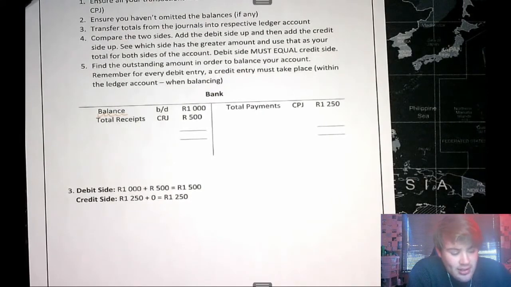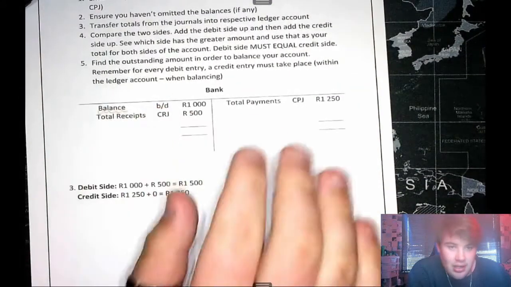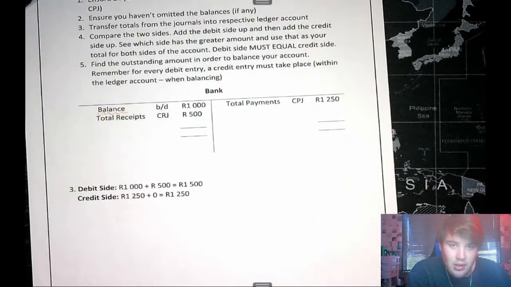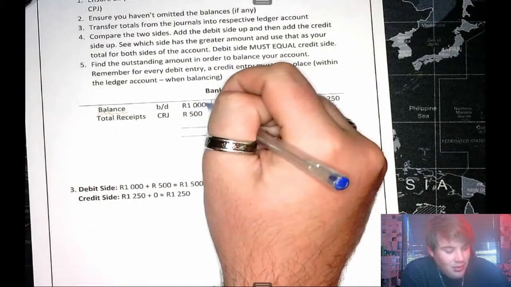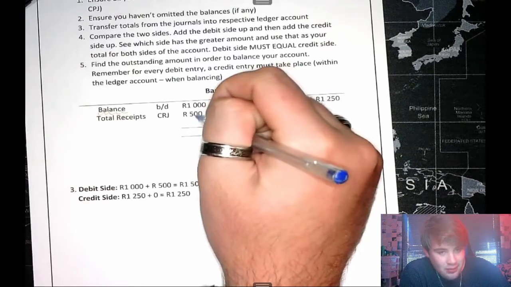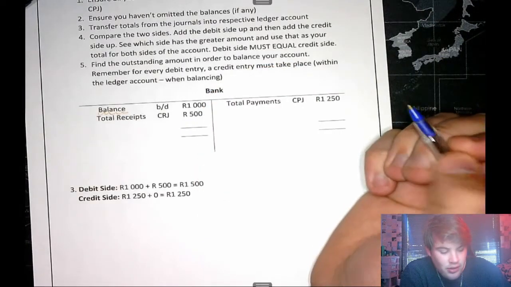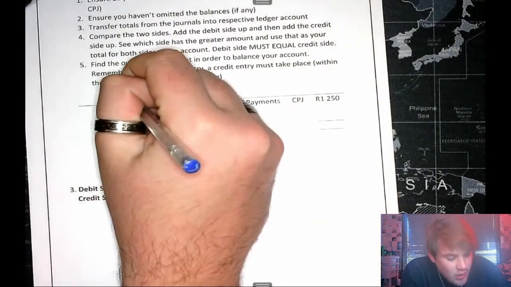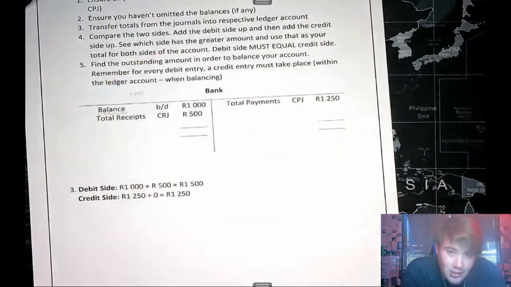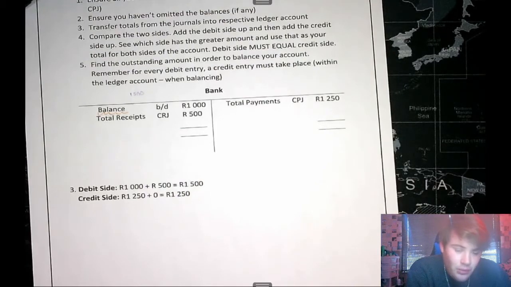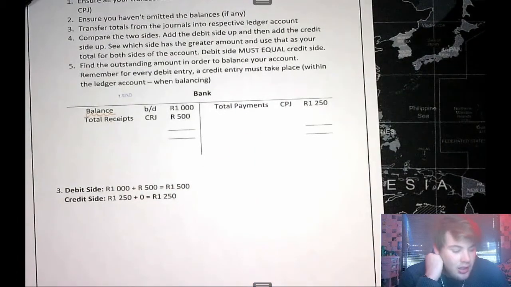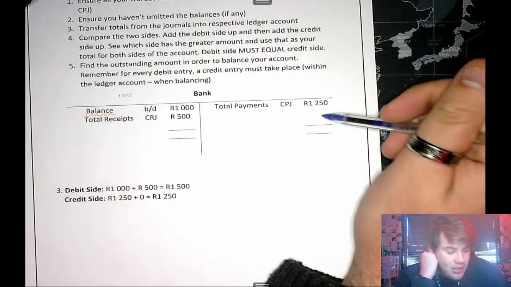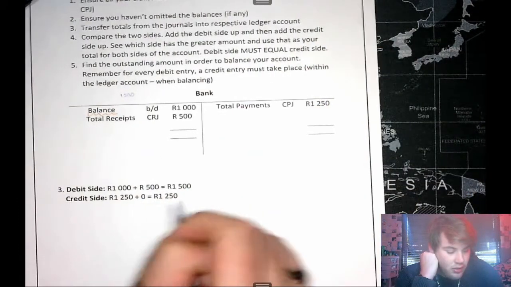Step 4 tells us we need to compare the two sides, meaning we need to compare the debit side and the credit side. What we do is we add the debit side up. Let's take it here. We've got 1000 plus the 500, and that gives us 1500. Just very small at the top, we write that total over there in pencil, just so that we can remember it, because we also have to now add up the credit side. 1250 plus 0 gives us 1250, which is over there.